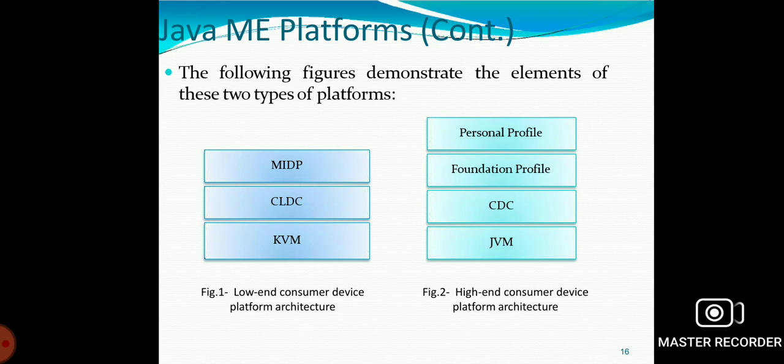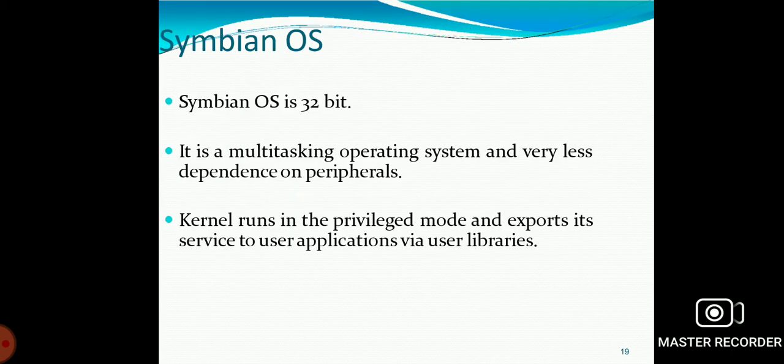Now we can move to the CBN operating system. It is a 32-bit operating system. It is a multitasking operating system with very little dependence on peripheral interfaces. The kernel runs in the privileged mode and exports its services to user applications via user libraries.